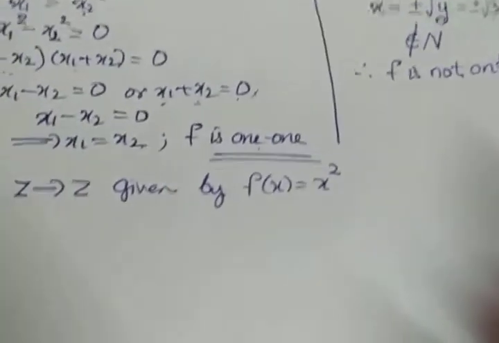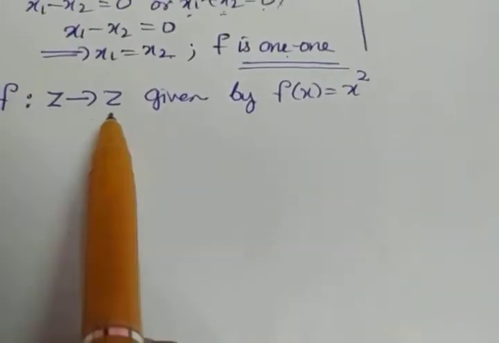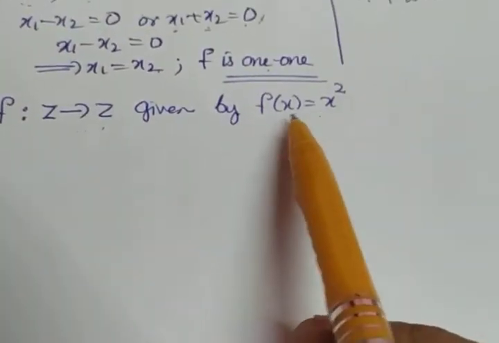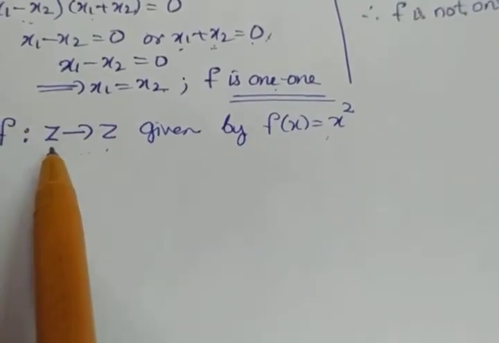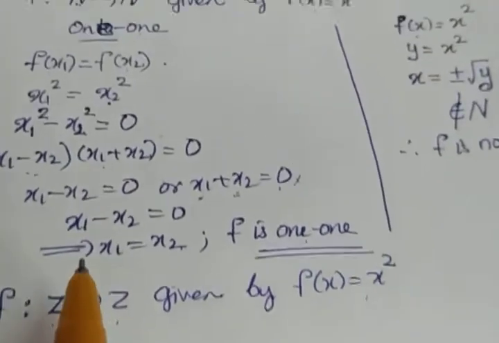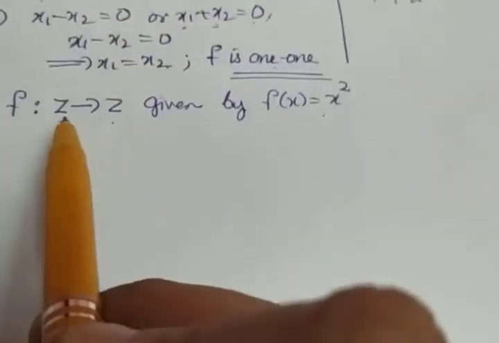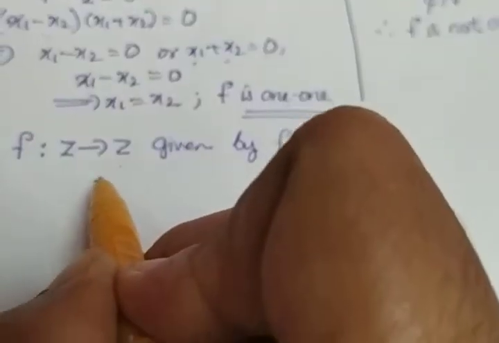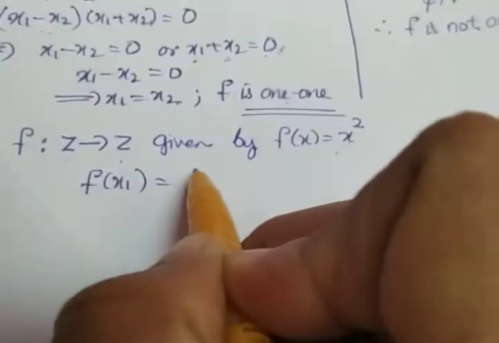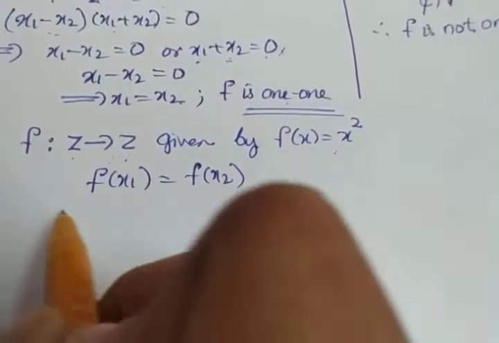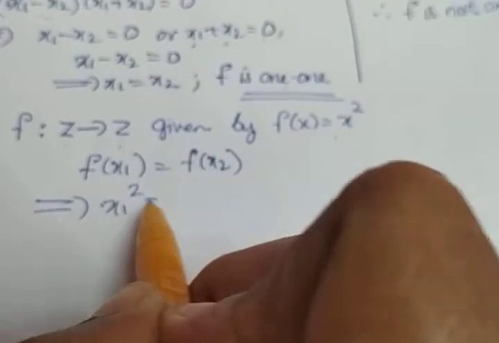Moving to the second question. f from Z to Z given by f of x equal to x square. The function is defined the same. The only difference is in the domain and codomain. For the first part, the domain and codomain were natural numbers, and here it is given as integers. So we will start with f of x1 equal to f of x2, which implies x1 square is equal to x2 square.